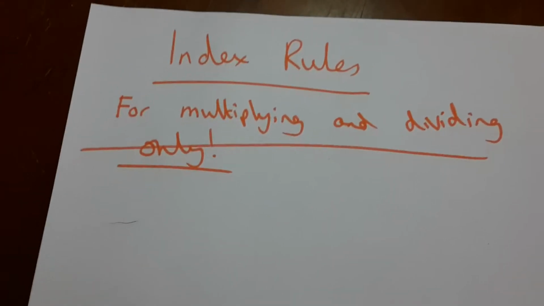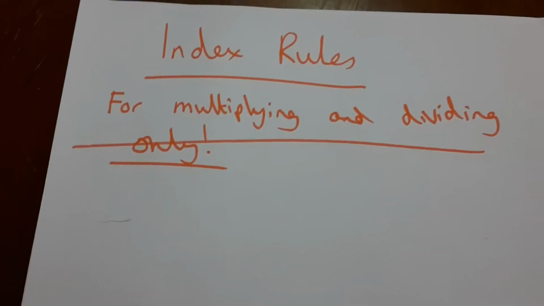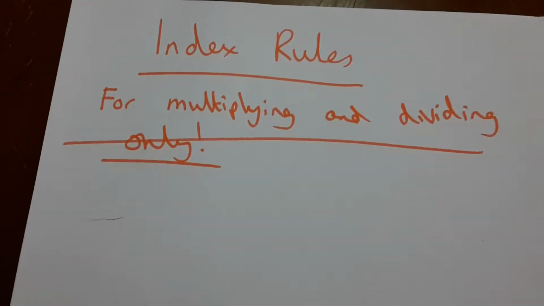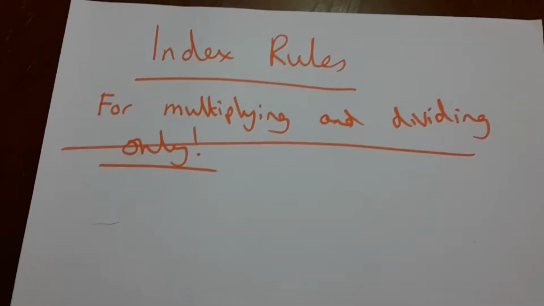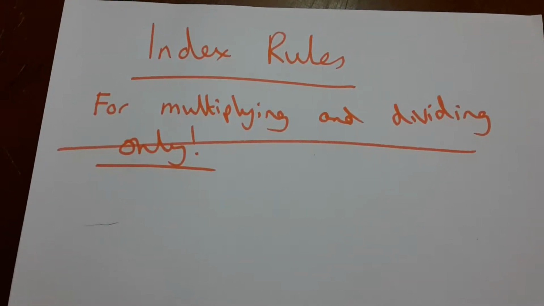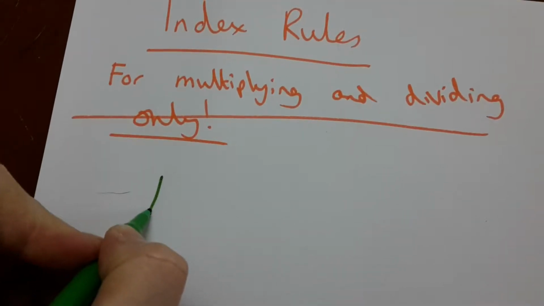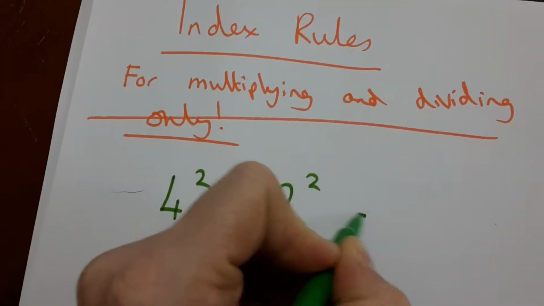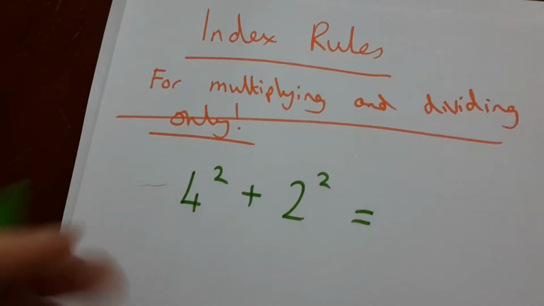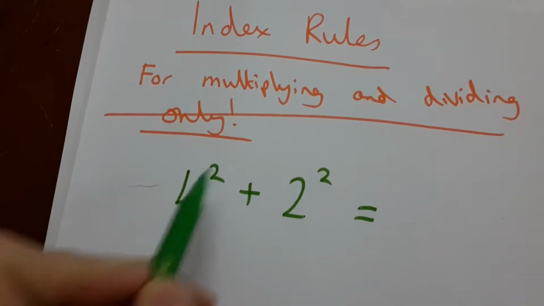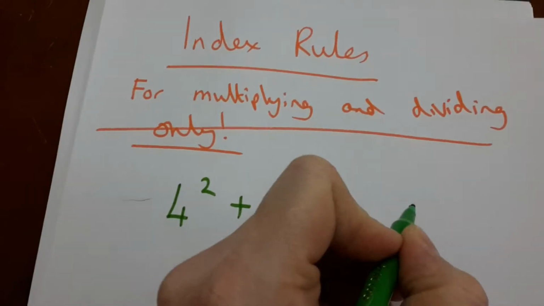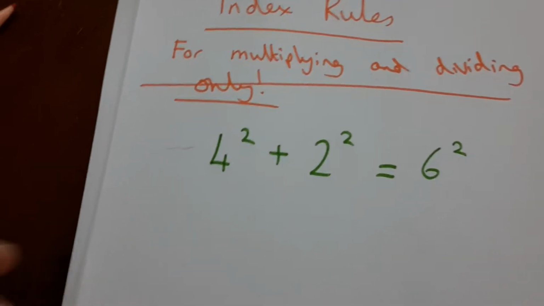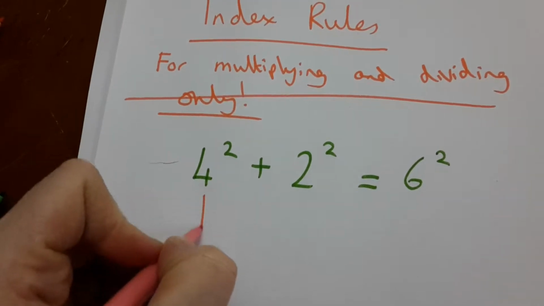I'm going to show you what people do wrong in all of their GCSE exams, especially when using Pythagoras. And hopefully once I've shown it to you, you'll never do it yourself in your final exam. So what you often see is this. People look at it and go, oh, well, I've just got 4 squared plus 2 squared, so that must be 6 squared. But they never actually check it. So let's have a look.